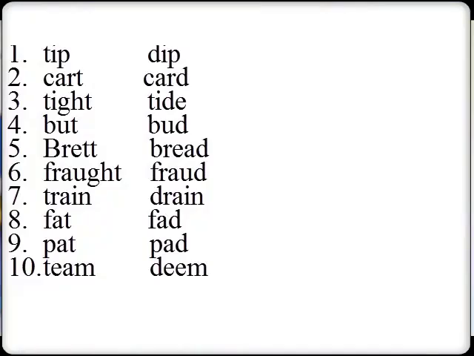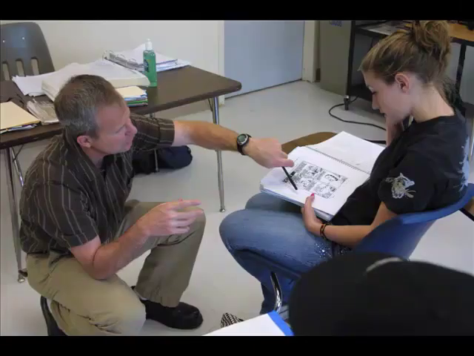Number 1, tip, dip. 2, cart, card. 3, tight, tide. 4, butt, bud. 5, Brett, bread. 6, fraught, fraud. 7, train, drain. 8, fat, fad. 9, pat, pad. 10, team, deem. You're now going to hear some pairs of words.